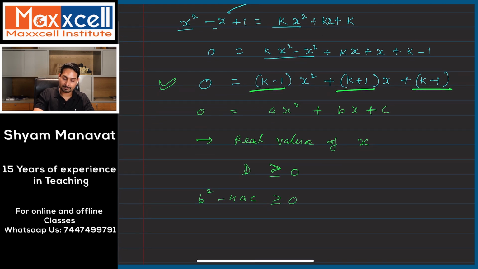b square क्या होगा यहाँ पे? b is nothing but k plus 1. So let me say (k plus 1) square minus 4 into a, क्या है यहाँ पे? k minus 1. So this is k minus 1. C क्या है? Again k minus 1. So this is into again k minus 1. This should be more than or equal to 0.